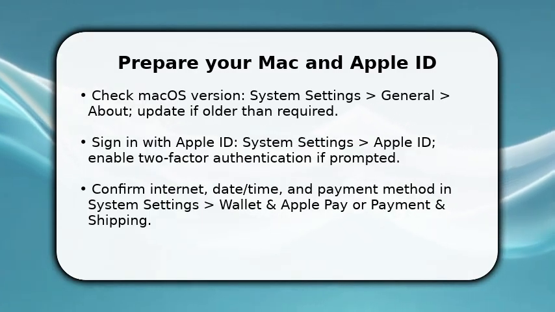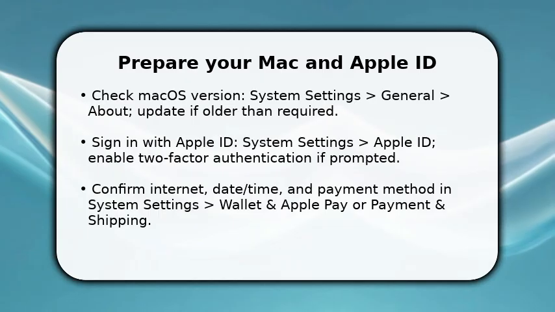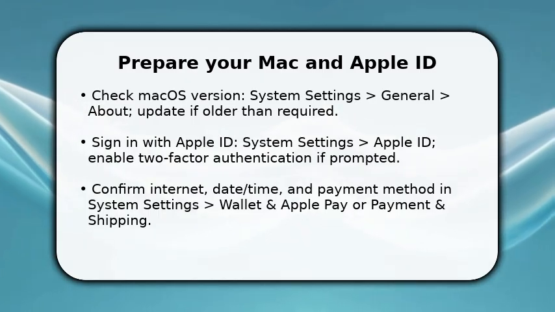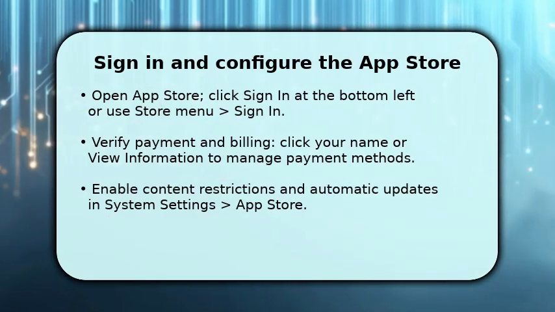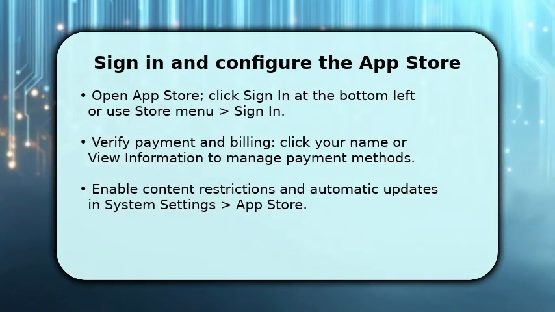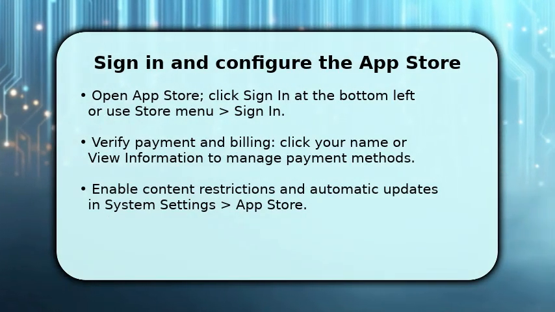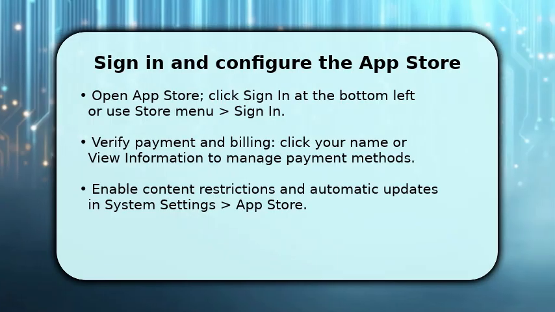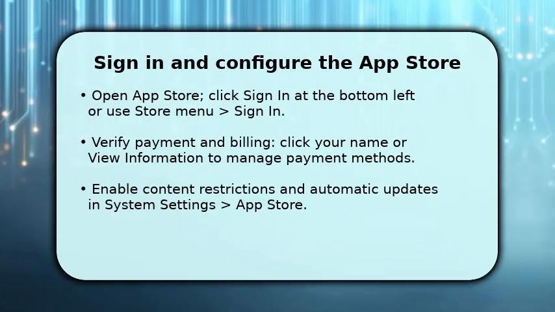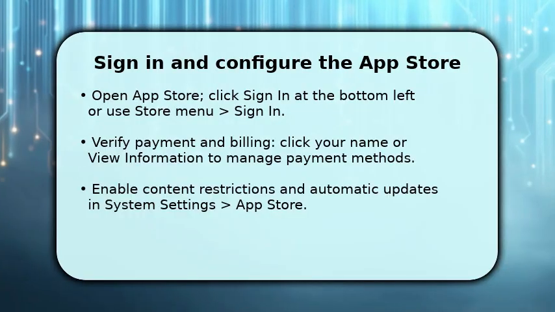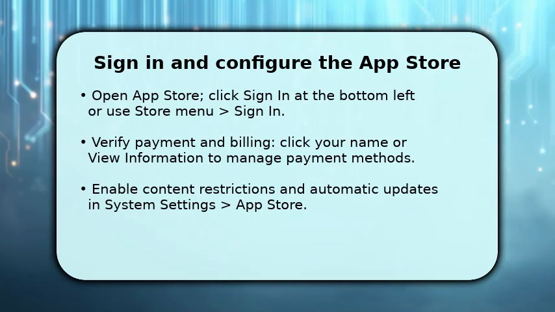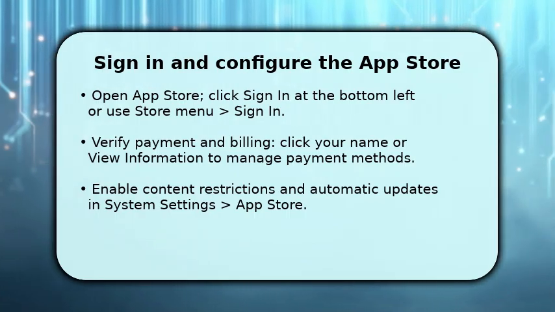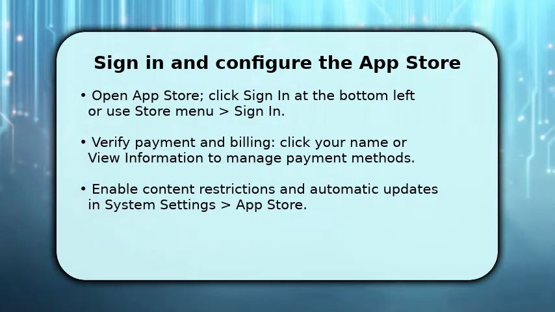Once done, open the App Store app from the dock or applications so you can proceed to sign in and access app listings. You now sign into the App Store and adjust settings that affect downloads. Open the App Store and choose Sign In using your Apple ID credentials. If prompted, complete two-factor verification on another device.